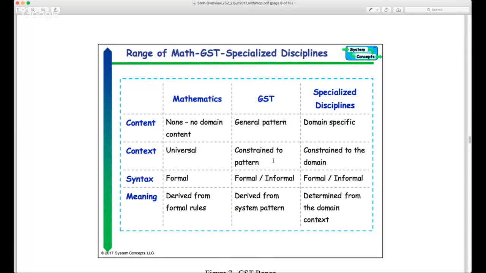Then the context for mathematics is universal, but the GST is constrained to the pattern. So general systems theory is more constrained than mathematics and focuses on a smaller area, and then of course the specialized discipline's context is constrained to the domain that they're working in. Syntax for mathematics is formal. GST is formal and informal. Same with specialized disciplines. And again, the meaning is derived from formal rules. And GST is derived from a system pattern and then determined from the domain context.